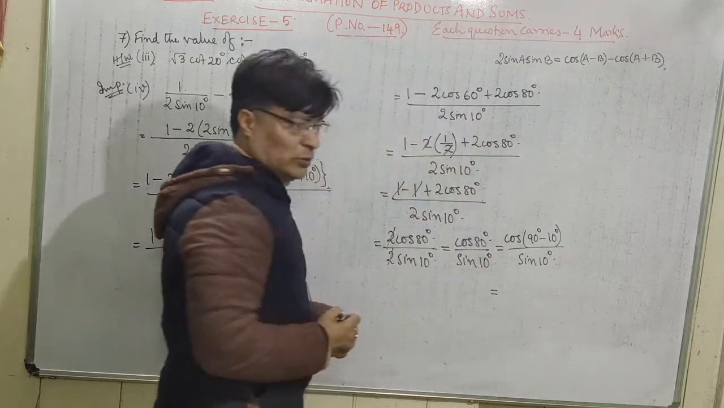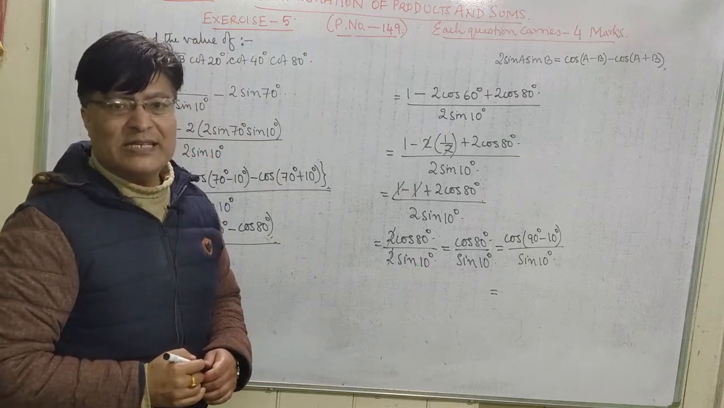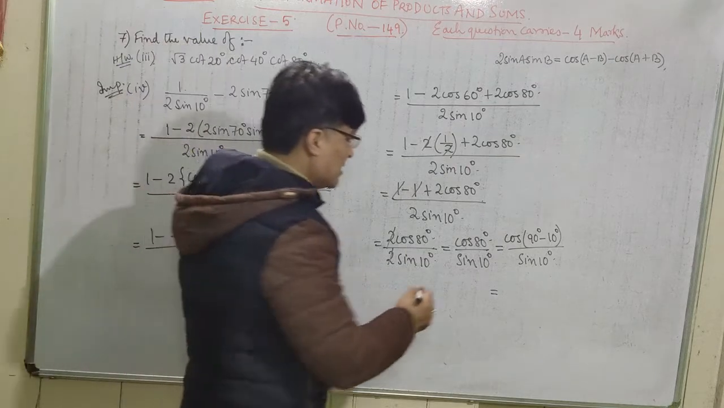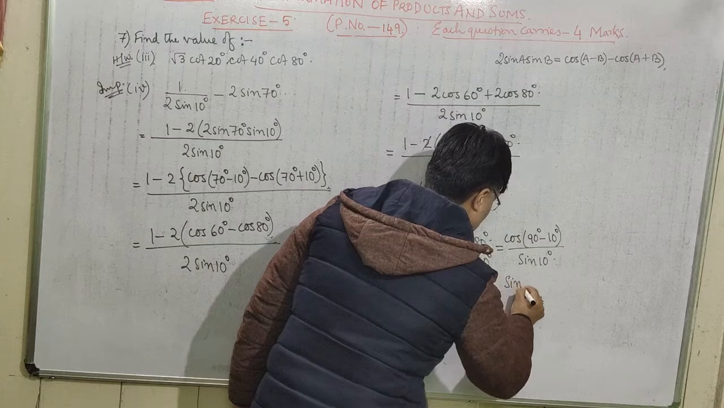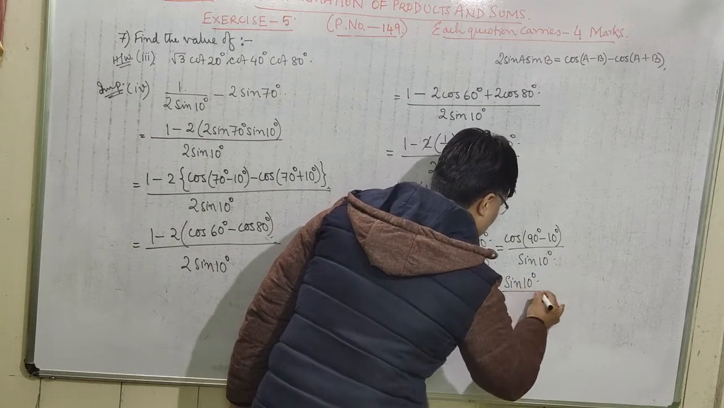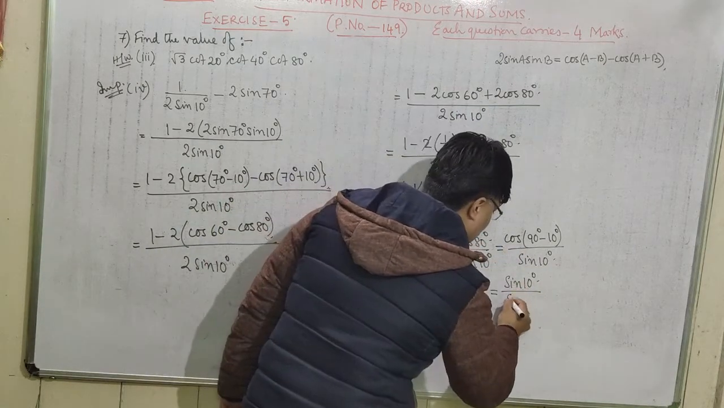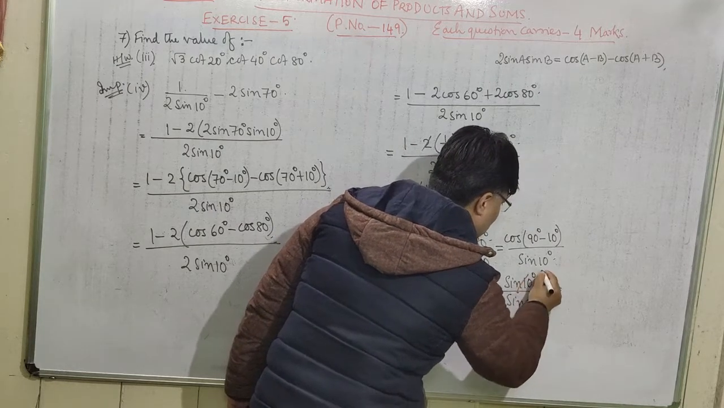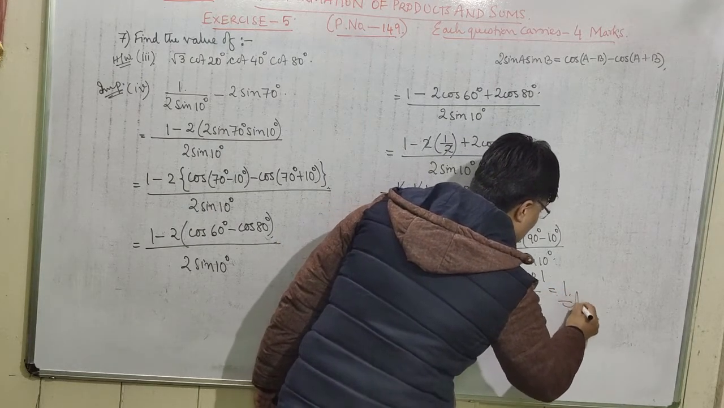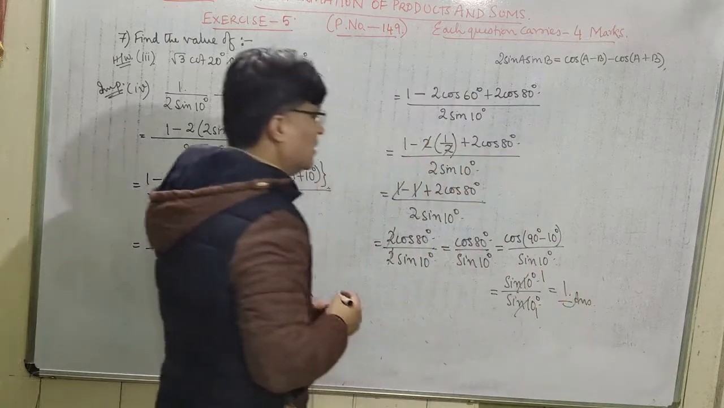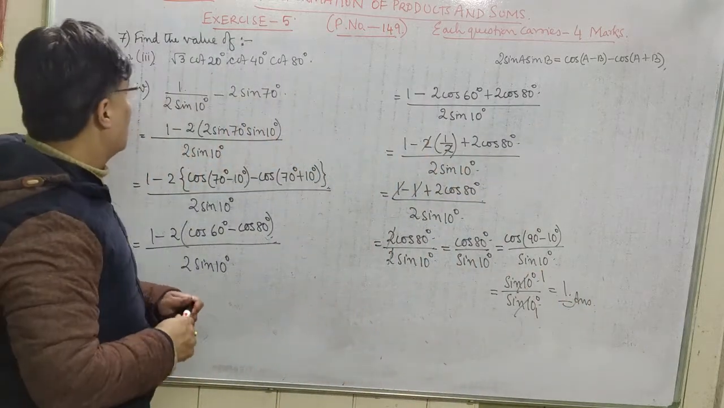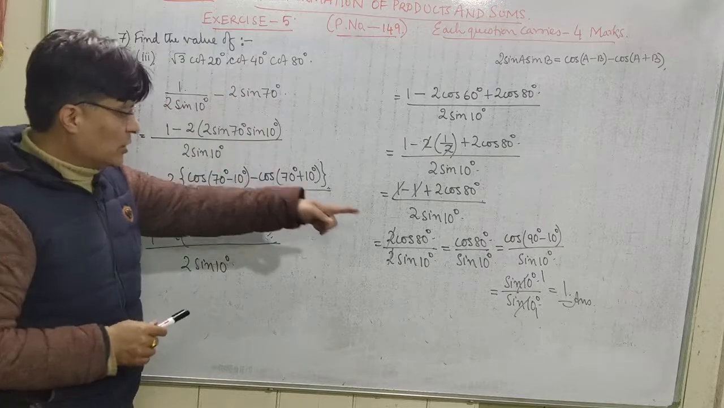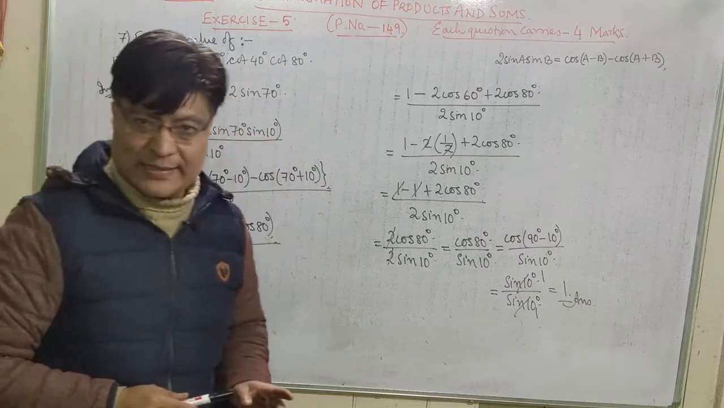What is cos 90 minus theta? Sine theta, isn't it? It is sine 10 degree divided by sine 10 degree, which remains as it is. Both of these will be cancelled. So 1 by 1 is 1. So this is the final answer. So the value of this given expression is 1 in this case.